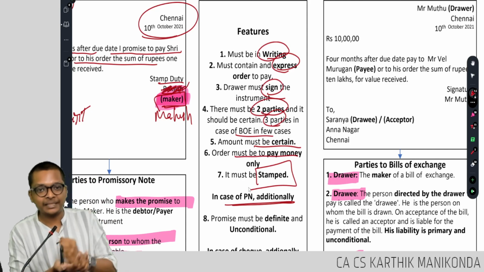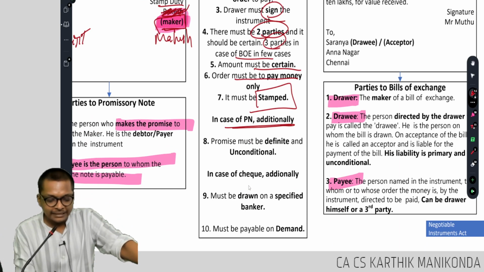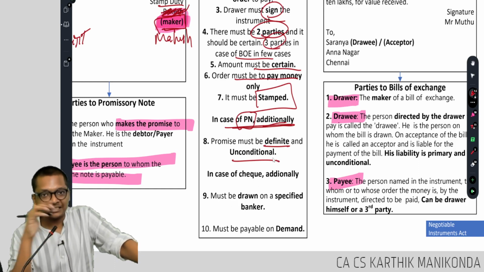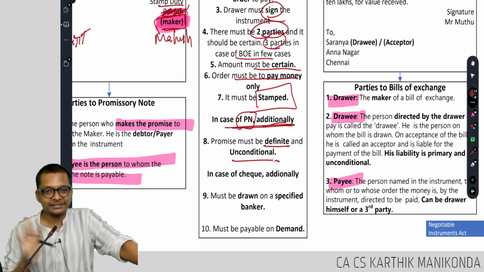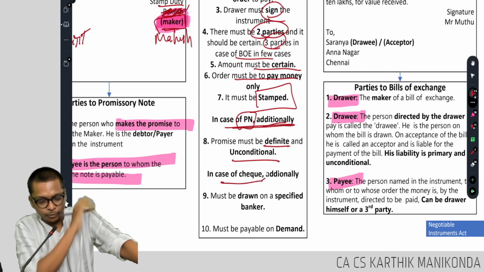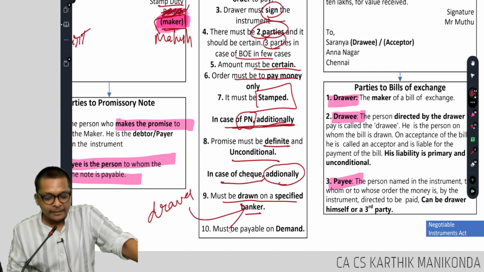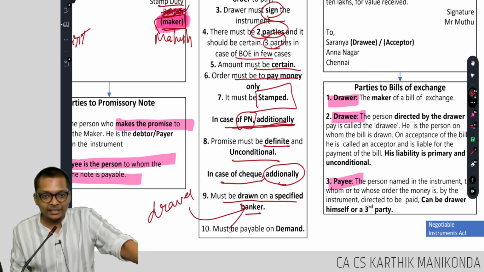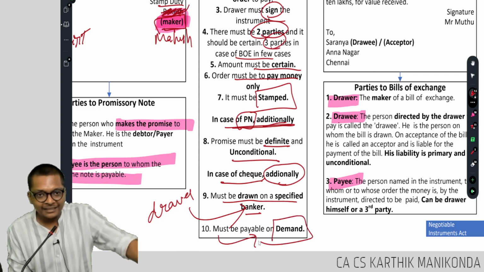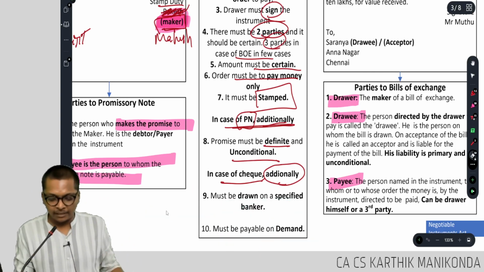Stamp now, not the court stamp. It's stamp duty. That stamp duty must be there. Are you following, guys? In case of promissory note, additionally, it must be definite and unconditional. The same Salman Khan example or RCB example: unconditional. In case of check, are they the same 6 points or 7 points or 8 points? Additionally, what point? Drawn on a specified, that means I already told you, drawee must be a banker. Are you following, guys? And it must be payable on demand. This I will explain. Leave this last point, it must be payable on demand. I will explain. Don't worry about that.